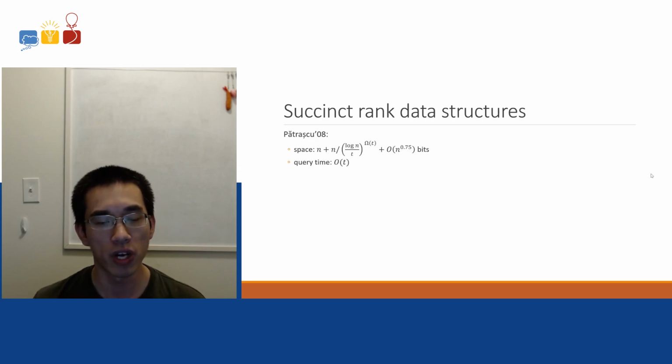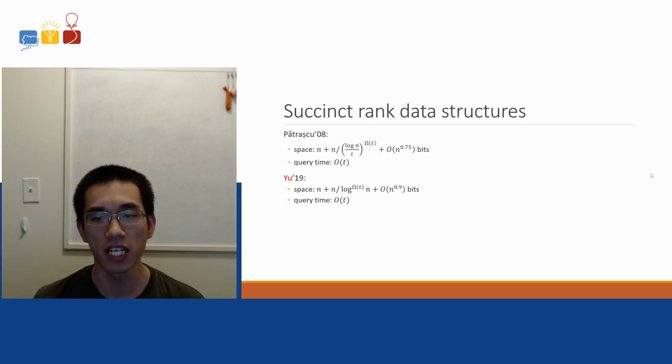So now if we want constant query time, we can set t to be some large constant, and we can achieve extra space being n over (log n) to the power of some constant, for any large constant. And if we want the extra space to be n to the 0.99, then the query time can be log n.